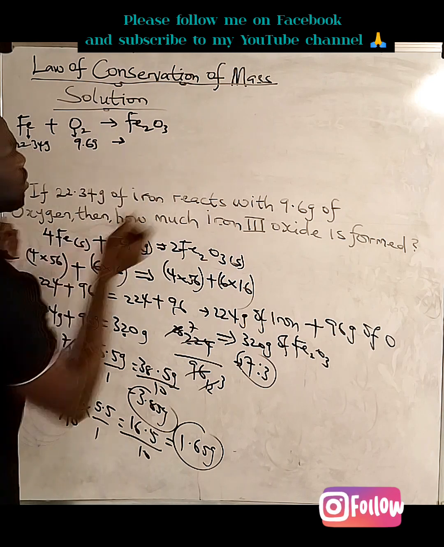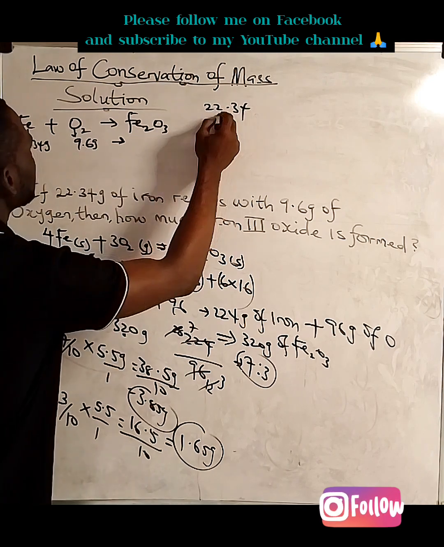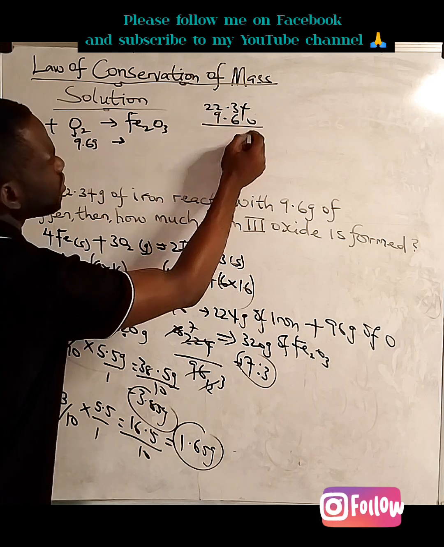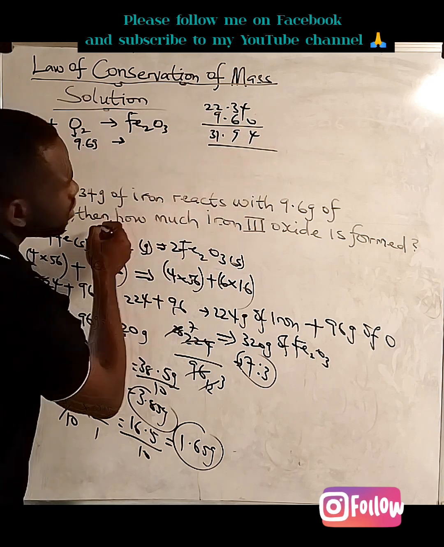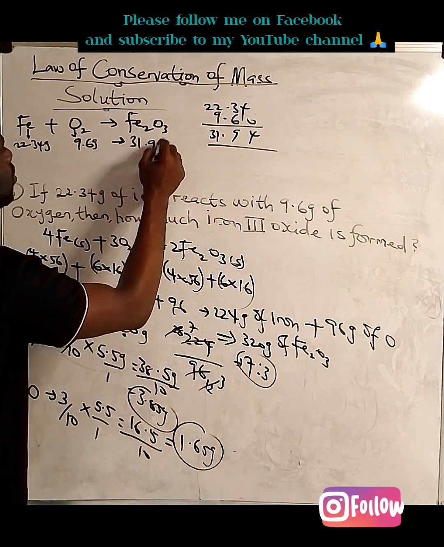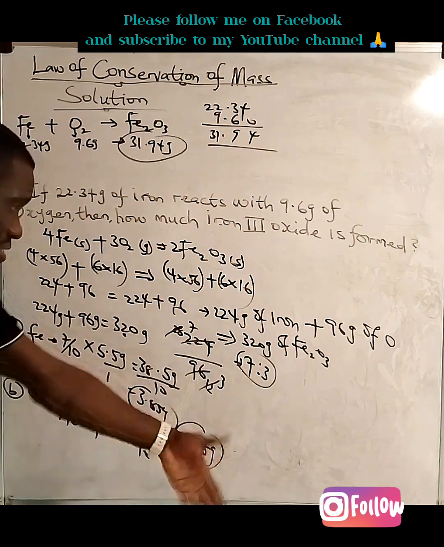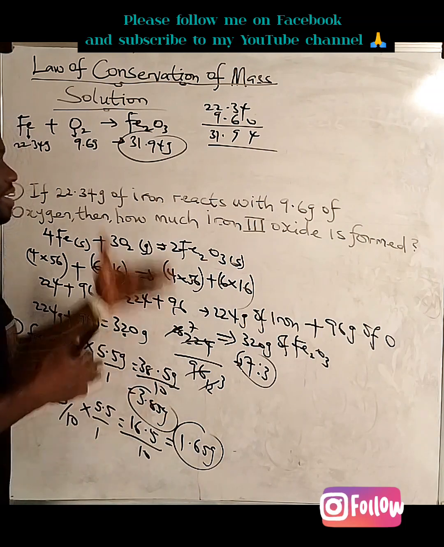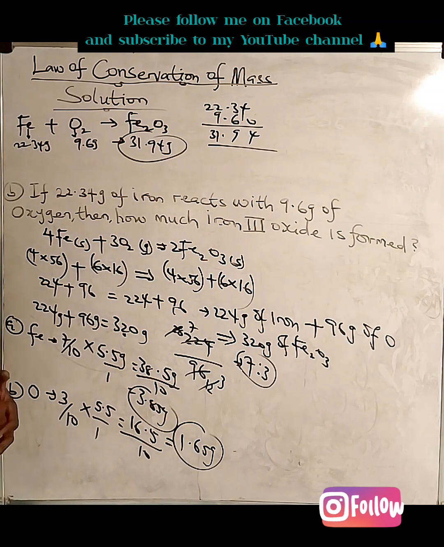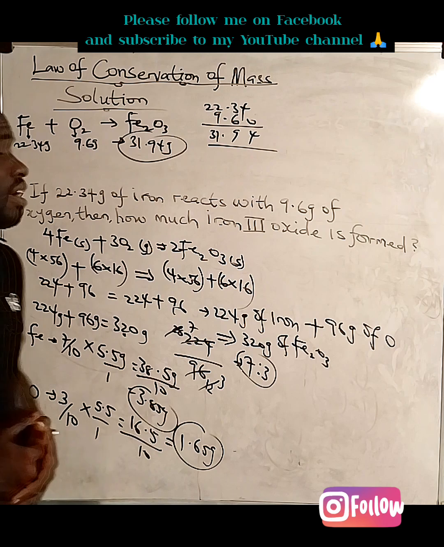The sum of those two will be 22.34 plus 9.6. 0, this 4, this 9, 31.94. That's 31.94 gram of iron 3 oxide. That's the final answer. It's very simple. But if you want to use the ratio stuff, you could still do that to get the same result. So that's everything for this.